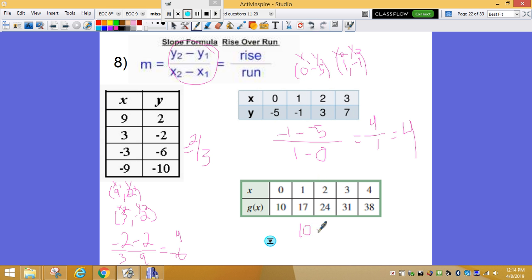So here my ordered pairs are 0, 10, and 1, 17, x, y, 1s and 2s. Nope, sorry, 1s and 1s. 2s and 2s. So y2 is 17, y1 is 10, x2 is 1, x1 is 0. 17 minus 10 is 7, 1 minus 0 is 1, 7 divided by 1 is 7.